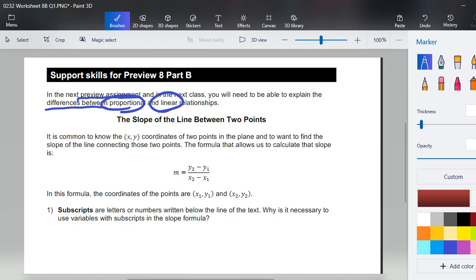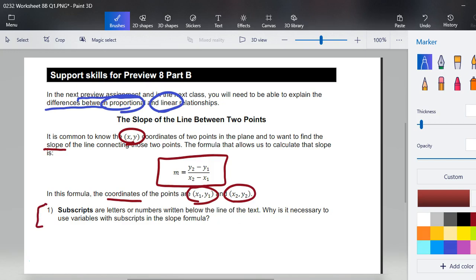It is common to know the x and y coordinates of 2 points in the plane and to want to find a slope of that line that connects those 2 points. Here's a formula. You need to write this down, memorize it, put it in your glossary, flashcards, something. You need to memorize this formula. And in this formula, the coordinates of the points are, as you see here and here, x sub 1, comma, y sub 1, and x sub 2 and y sub 2.